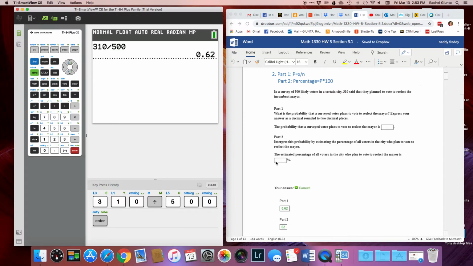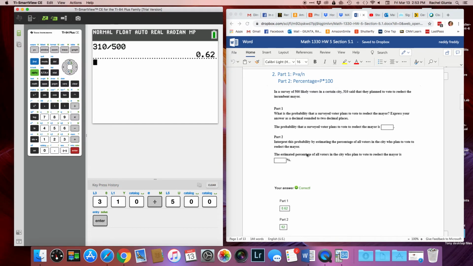same number down here. The place where it varies is whether it wants it as the exact same decimal number that you entered in part one, or if it wants it as a percent. So you can see that just depending on how yours is worded. This one says the estimated percentage, and there's a percent sign after the box where you enter the number. So for this one, I would take my 0.62 and multiply it by 100 to get it in the form of a percent, which would be 62, and that's what I would enter in here.